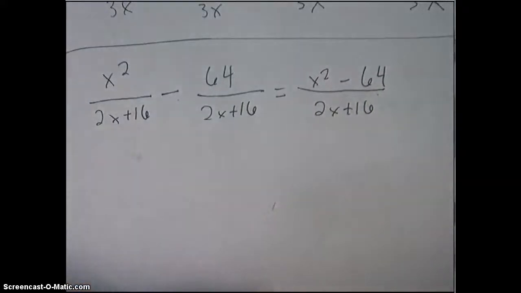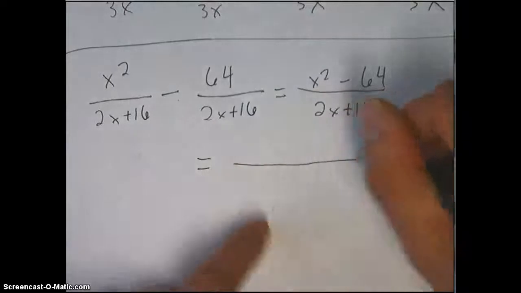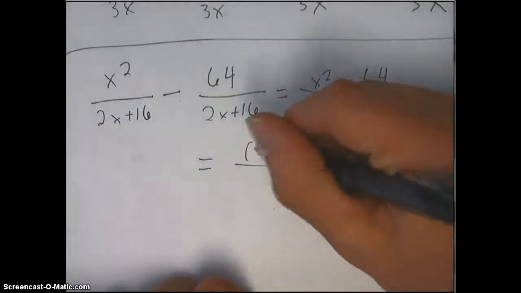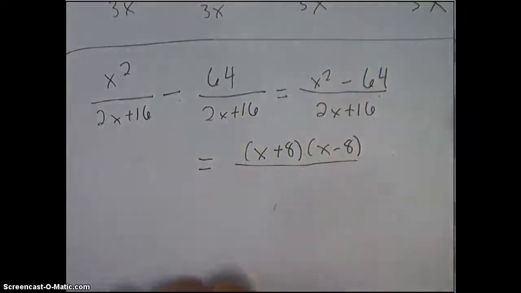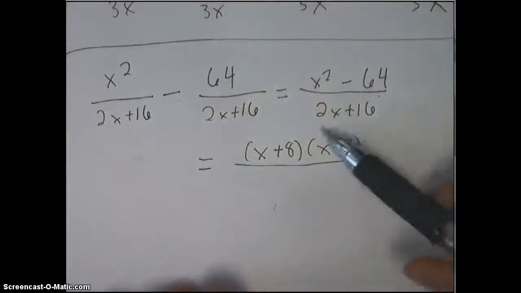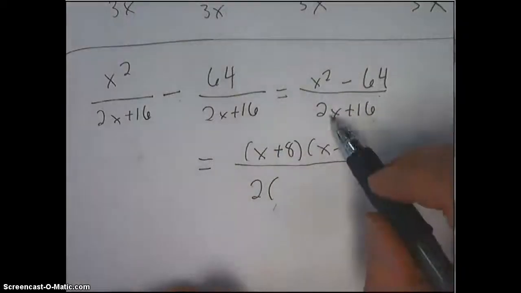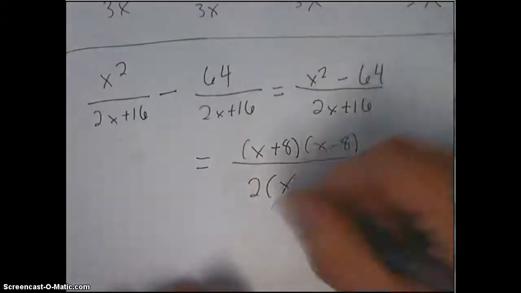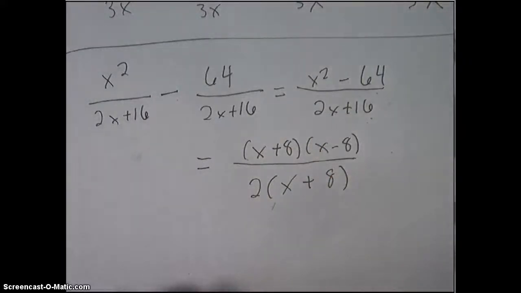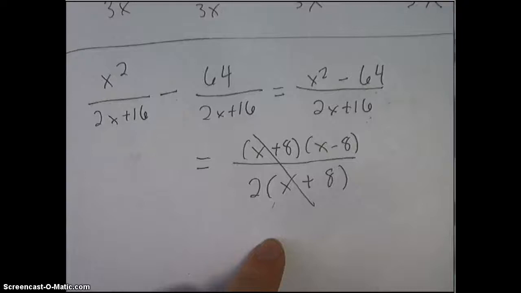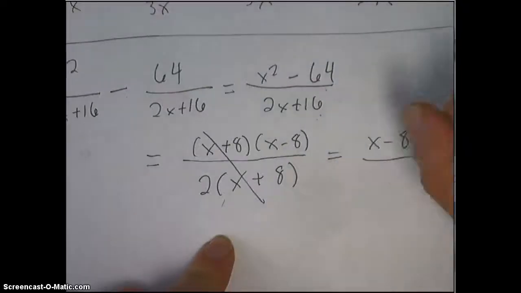Well, I can do a little bit of fancy mathematics here, because the top is the difference of two squares. That just factors to x plus 8, x minus 8. And the bottom has a common factor of a 2. So I'll factor out that 2. 2x divided by 2 is just x, and 16 divided by 2 is positive 8. So I can simplify a little bit here. Those x plus 8's cancel out, and I'm left with x minus 8 all divided by 2.